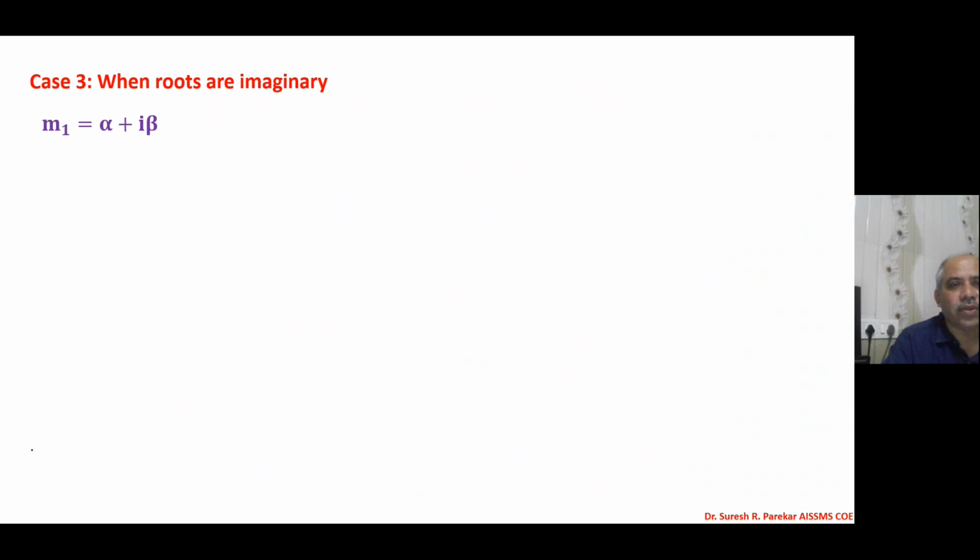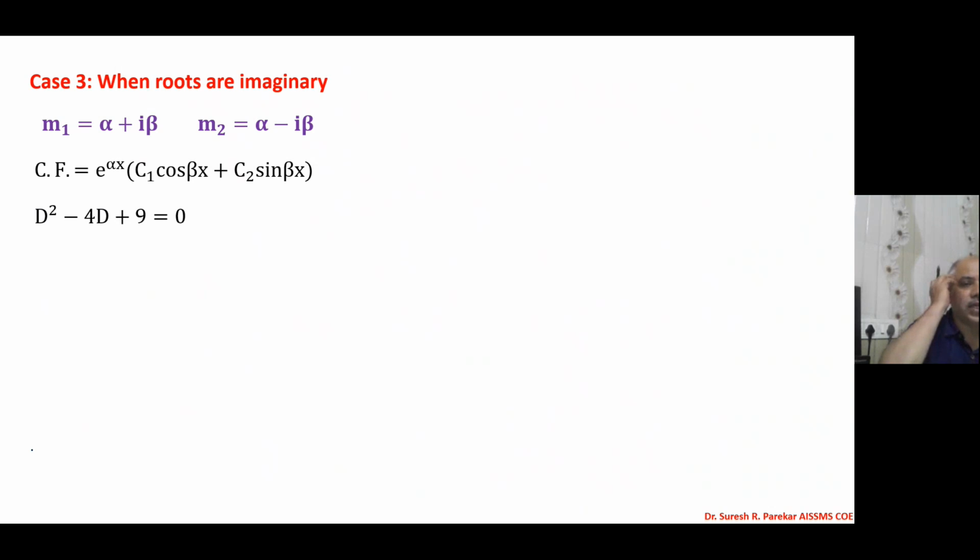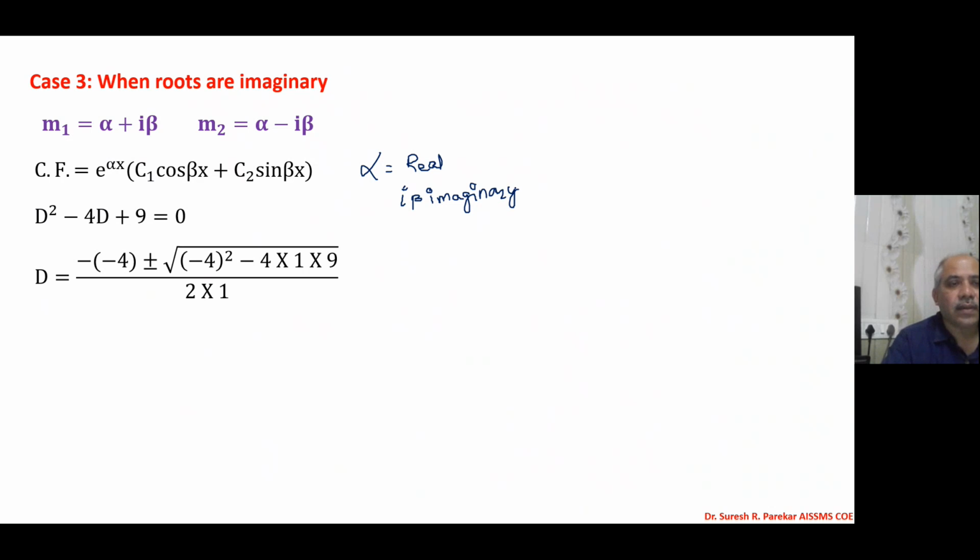And then I have the third case, where the complementary function is c1 cos beta x plus c2 sin beta x, times e to the power alpha x. Alpha we have as the real part, and beta as the imaginary part: alpha real and i beta imaginary. And then likewise we have to solve this.